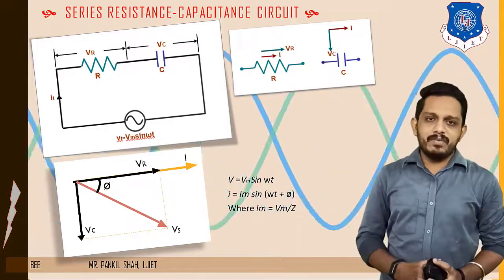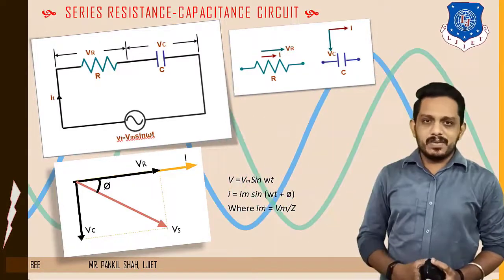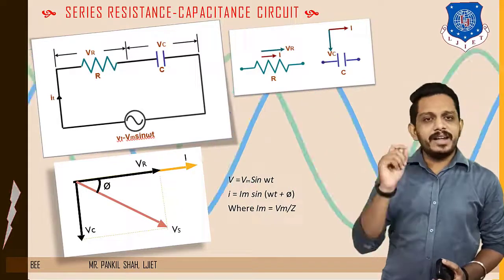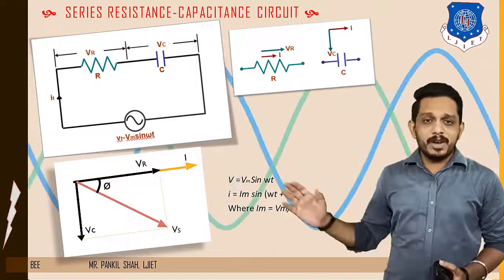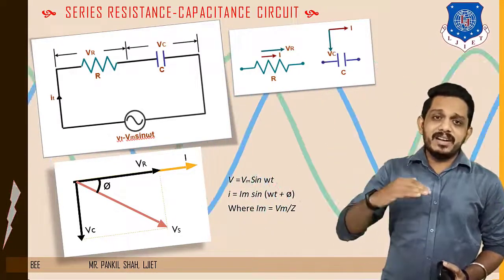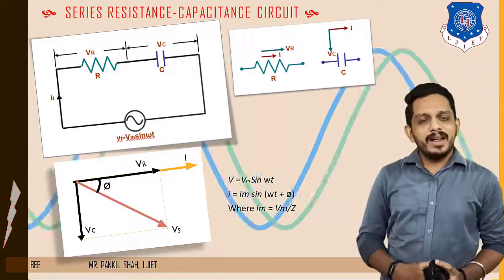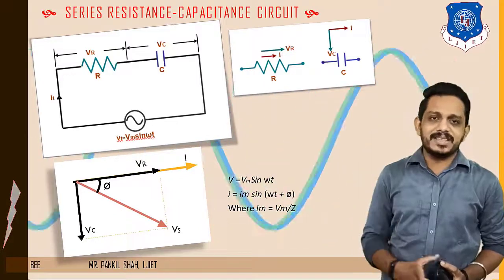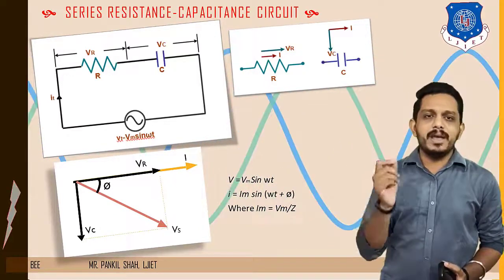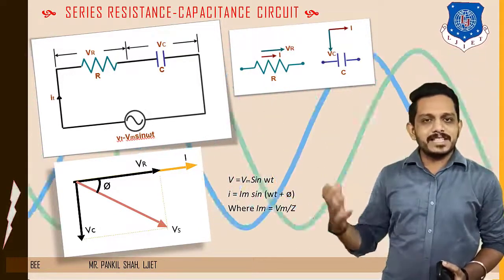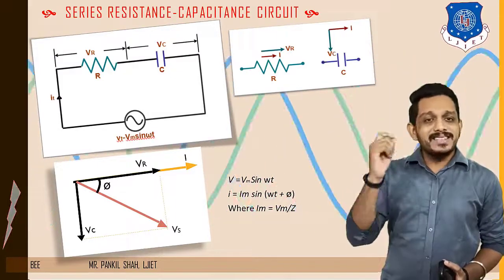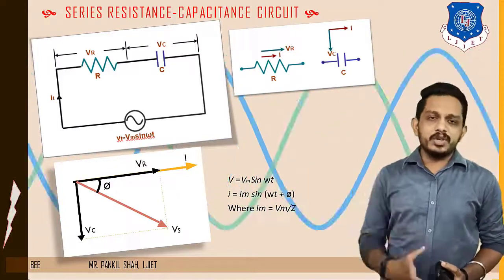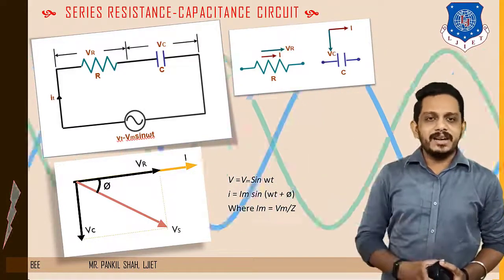The equation of current will be written as i equals Im sin(omega t plus phi). Here we are writing plus phi. Why are we writing plus phi? Because you can see in this phasor diagram, current is leading the voltage by phi degree, where Im is the maximum current flowing through the series RC circuit, and Im is nothing but Vm by Z, where Vm is the maximum value of the voltage and Z is the impedance of this circuit. So this is the equation obtained for the voltage and current.